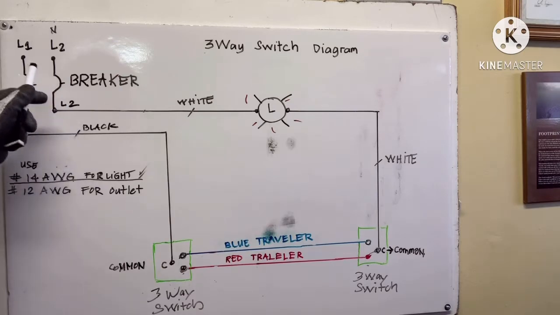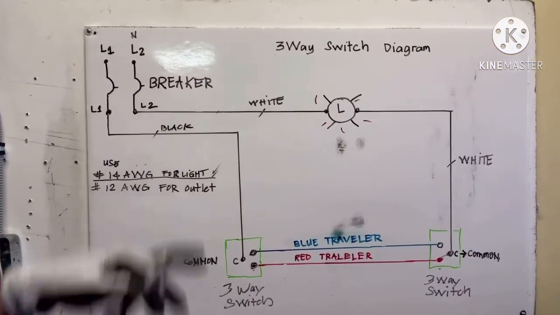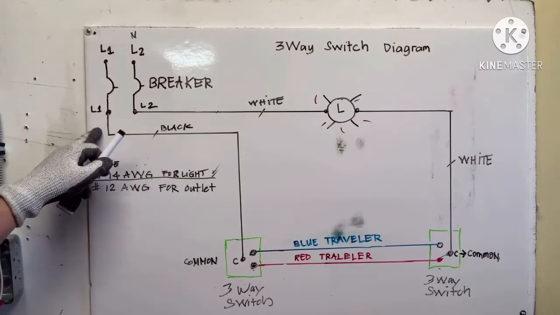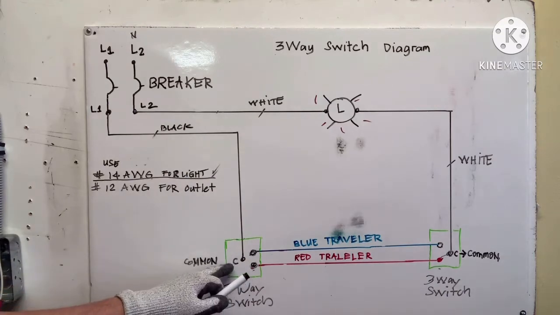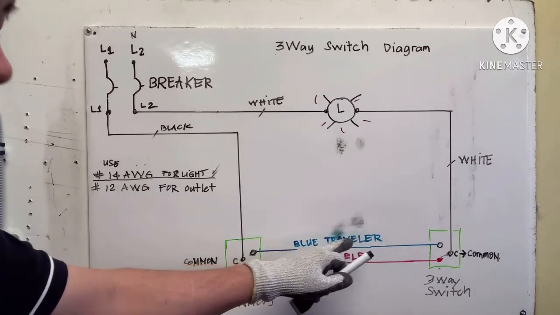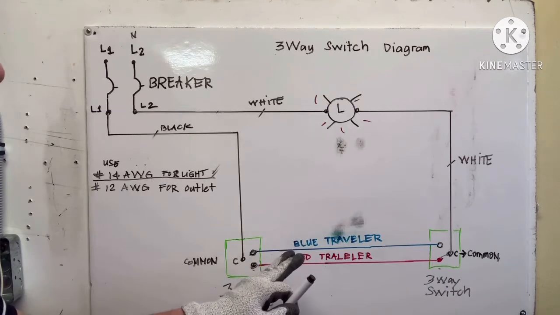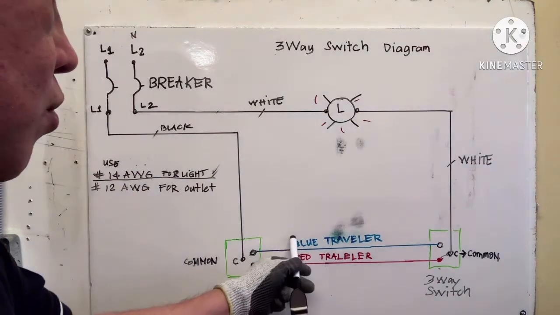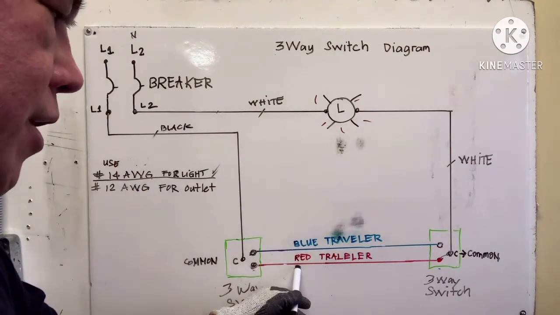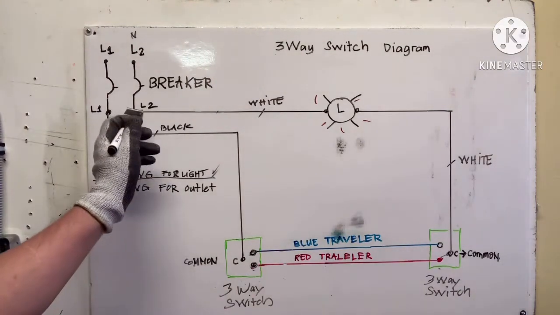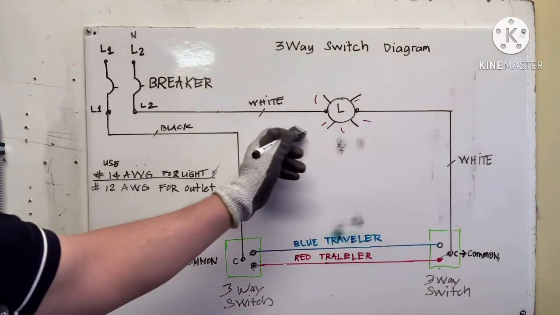This is an example. We have the power here from the breaker, 220 volts or 110 volts. The power in the Philippines is 220 volts. So line one, the black wire, goes to the common. Connect the common, and these two terminals we call travelers. You put color coding, it's easier. You cannot forget and you will not make a mistake. I use blue for one wire and red for the second wire, so that you can identify what is what. This is a traveler.